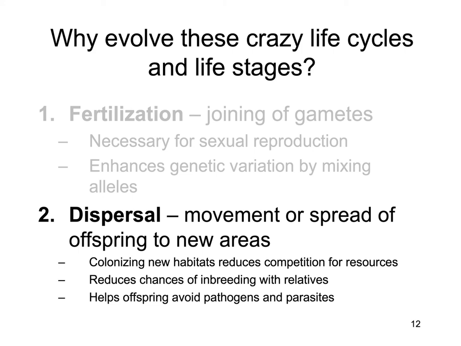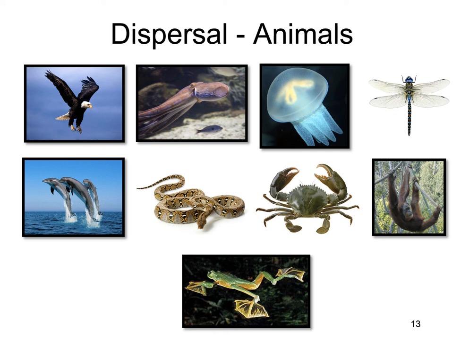All right, so the last thing that I want to talk about is dispersal, which remember is the movement or spread of offspring to new areas. So let's talk about dispersal first in animals. Animals are really the masters of dispersal. They are the masters of movement. They've evolved so many different ways to disperse from one place to another.